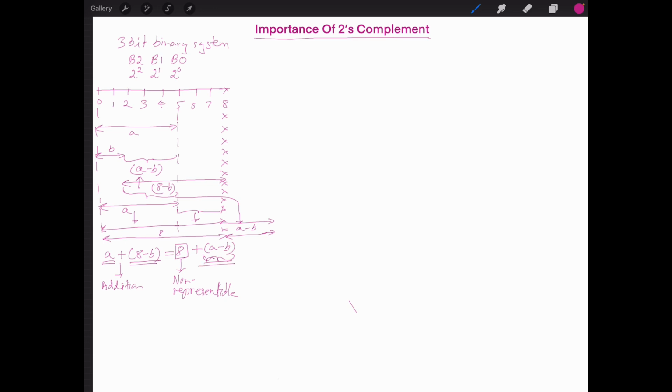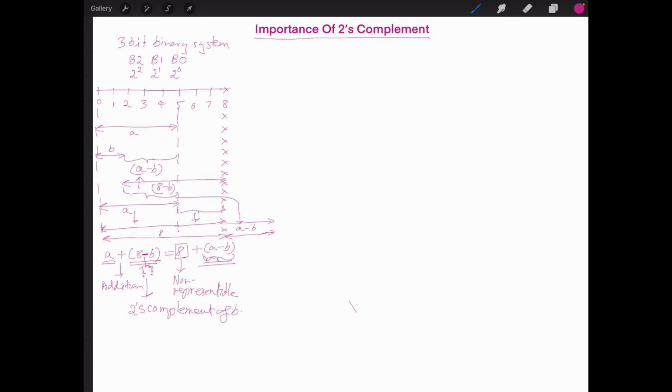Now, what is this 8 minus B? It does involve a subtraction also, right? Are we really not using subtraction here? That doesn't seem like the case. So we seem to be having a subtraction here. So what is this 8 minus B? 8 minus B is nothing but the 2's complement of B. This is what 8 minus B really means.